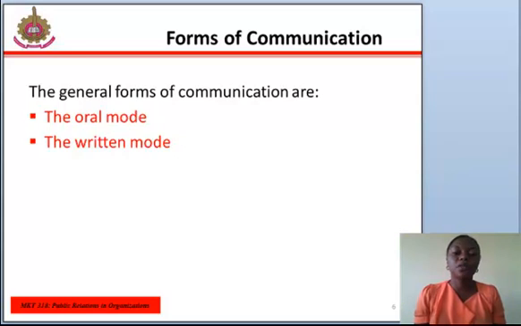While in the written mode, we have reports, both executive reports and minutes in written form. We also have letters, cables, telegrams, fax, telex, email, and so on and so forth. We also have memoranda or communiques. Another form of the written mode is research and investigation or inquiry reports. And lastly, we have books and articles in newspapers, magazines, as well as in journals.